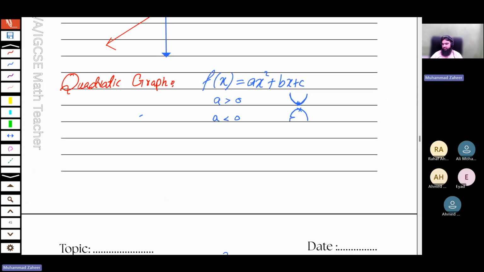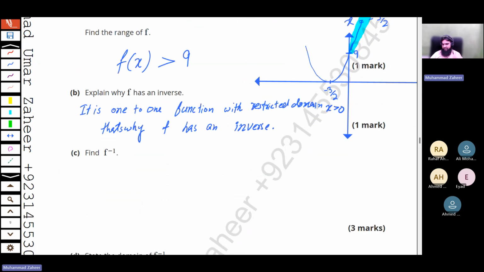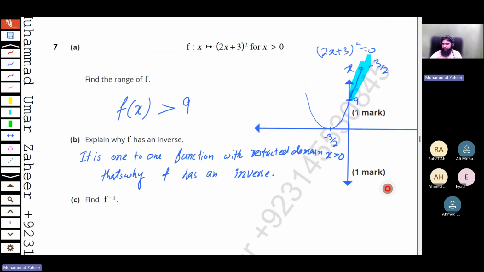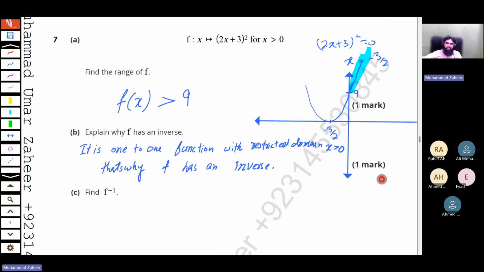All right. In the very start of functions, when you started, I talked about all types of mappings: one to one, many to one, and one to many. All right. Now in the next part, he says that you have to find the inverse.